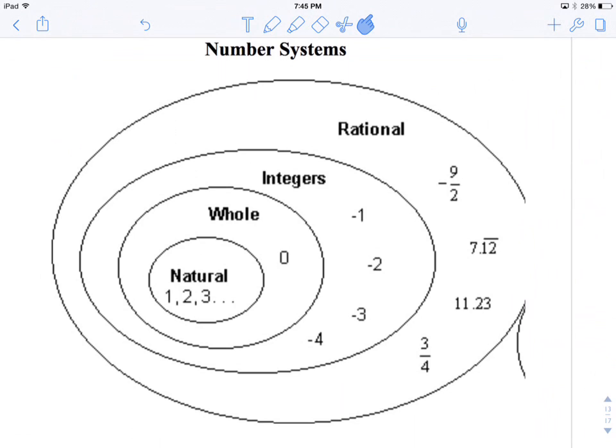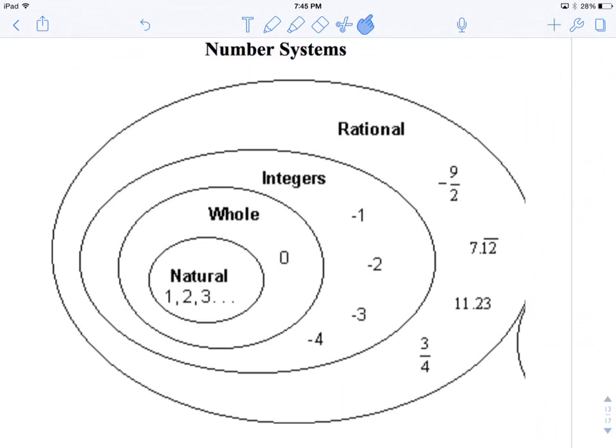You have natural numbers, which are 1, 2, 3, 4, 5, 6, 7, 8, 9, 10, all of those numbers that keep going, but you do not have 0. 0 is not a natural number. So the whole numbers have 0 and all of these natural numbers. I thought that was pretty cool, the way that's laid out.